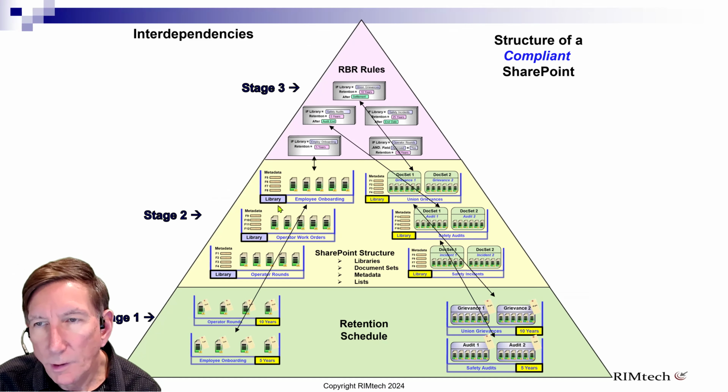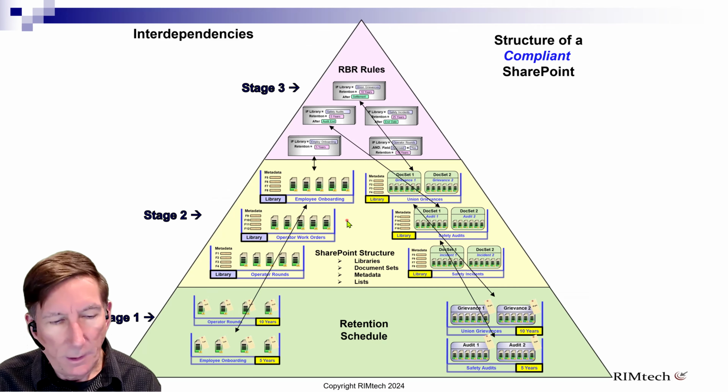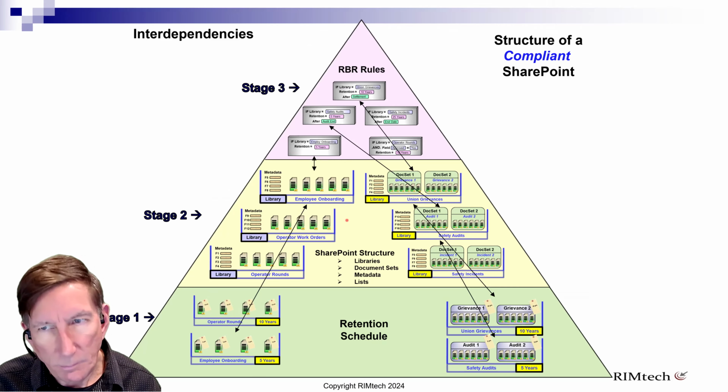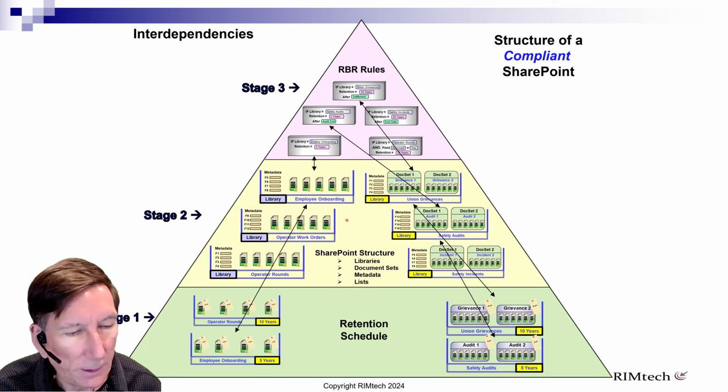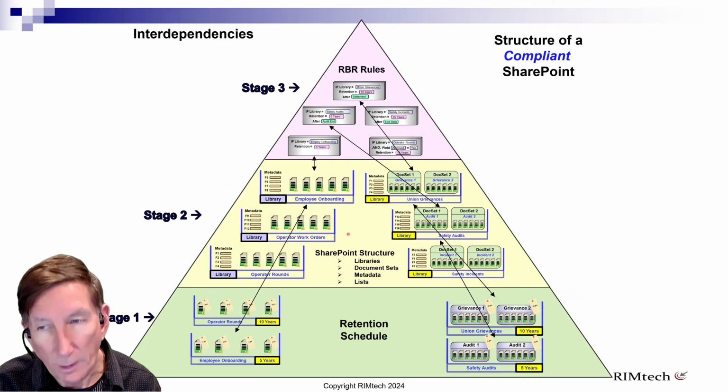What happens if you start mucking around with the names of these 800 libraries? The rules break. You're no longer compliant. What happens if you start noodling around with the metadata or column names? The rules break and they no longer work, right? So you can't have what we call SharePoint in the wild, which is libraries and metadata popping up every day of the week, 10 times a day. How the heck are you supposed to govern that? You can't. So the system has to be static. It has to stay put.